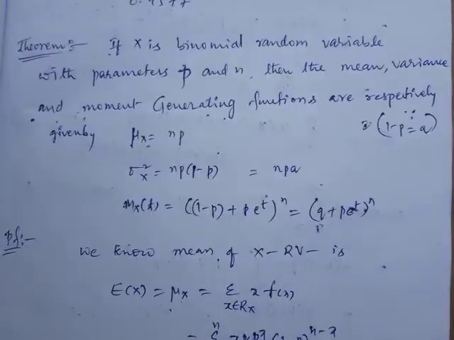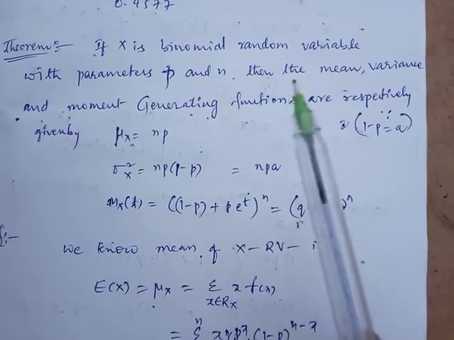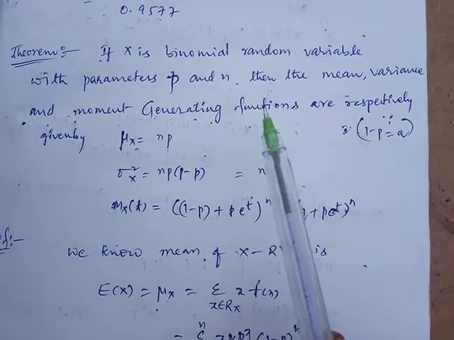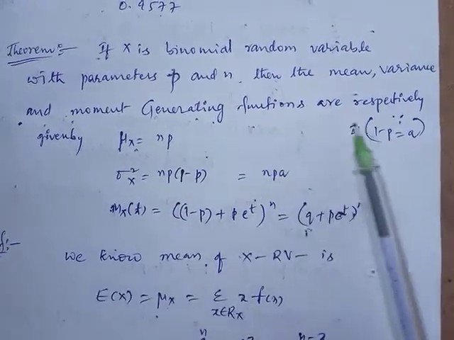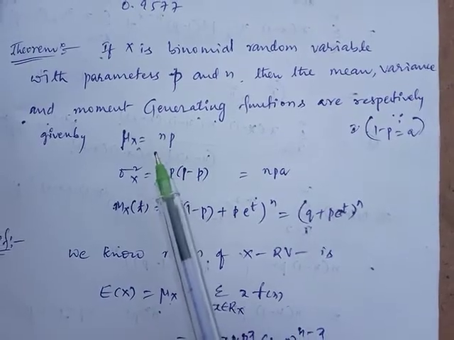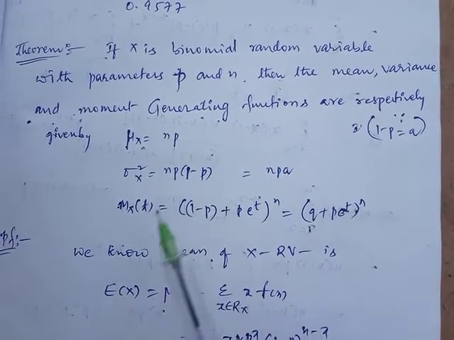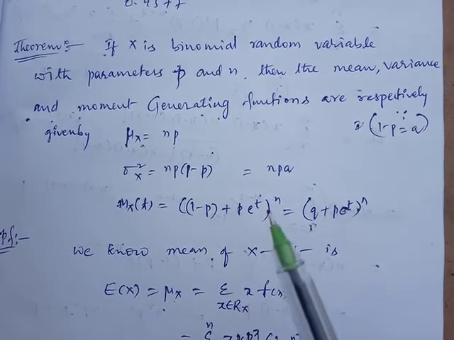See here, one theorem is there. If x is a binomial random variable with the parameters p and n, then the mean, variance and moment generating function are respectively given by: mean equal to np, variance equal to np into (1 minus p), moment generating function equal to (1 minus p plus p e to the power t) whole power n.